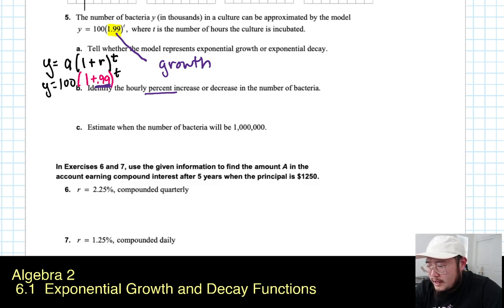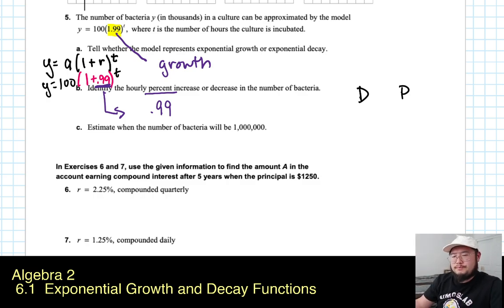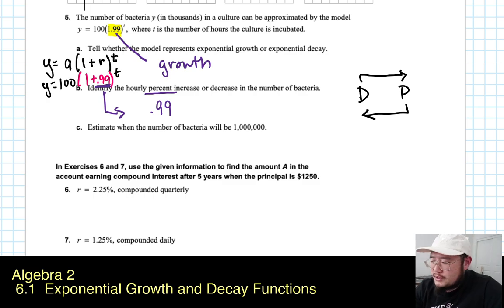But 0.99 is a decimal. We have to change this to a percentage. So hopefully, remember, maybe in elementary school or middle school, I guess, which way does the decimal point go? From decimal to percent, the decimal point goes to the right. From percent to decimal, it goes to the left. So if we take a look and put all that stuff together right here, I have a percent. I need to change it to a decimal.